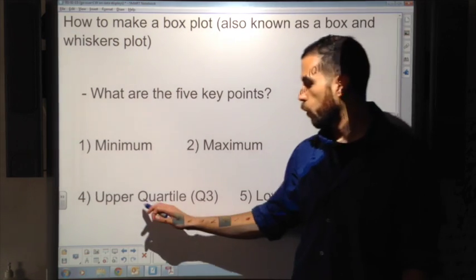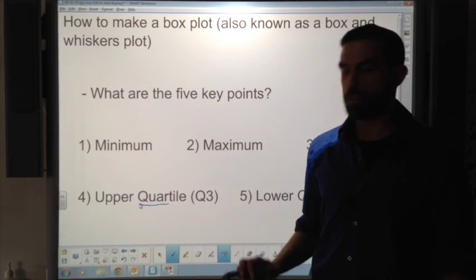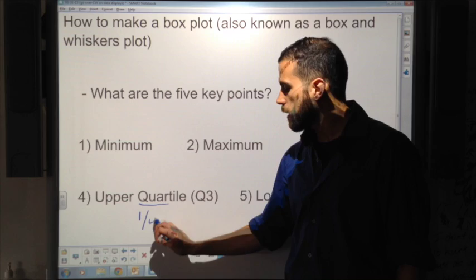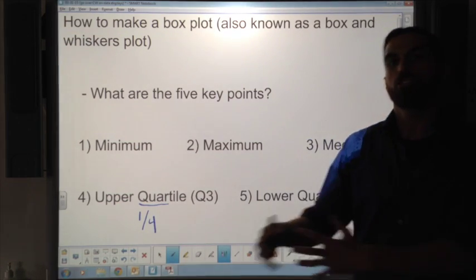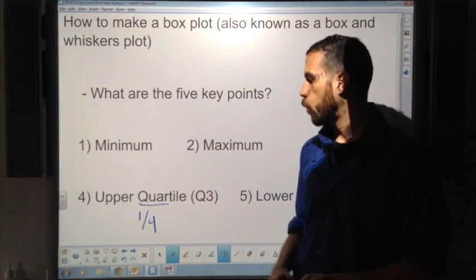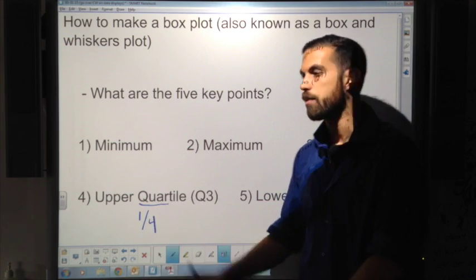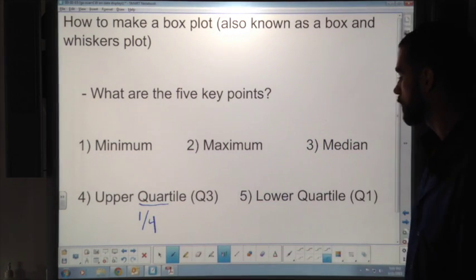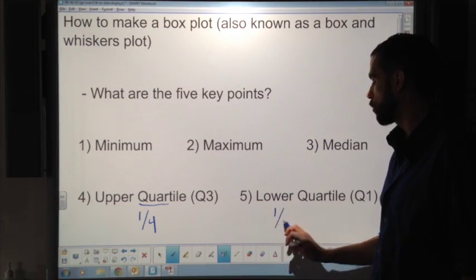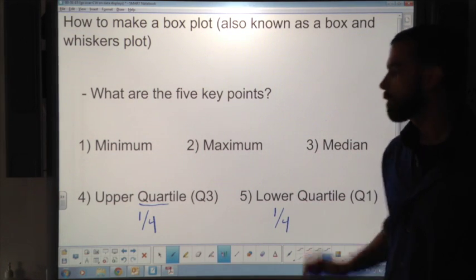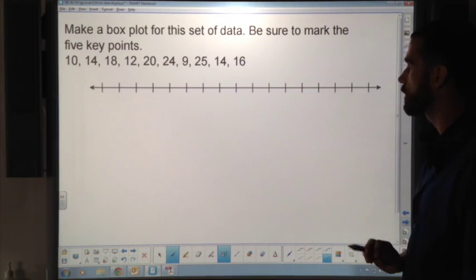The prefix of the word quartile is quart, which is telling you that the box plot is going to be divided into fourths. So the upper quartile represents 1/4 of the data, as you will see when we graph our first example. The lower quartile will also represent 1/4 of the data. But let's just get to it so you can see how this is done.